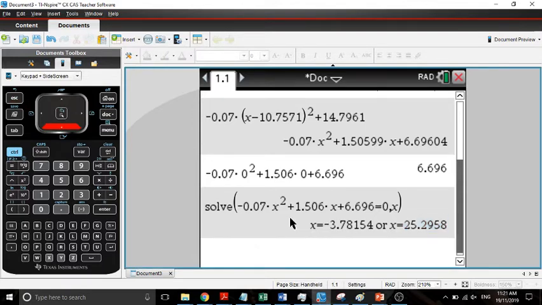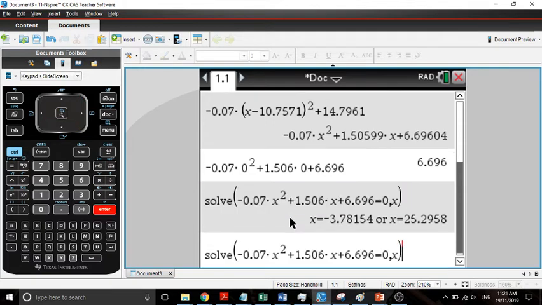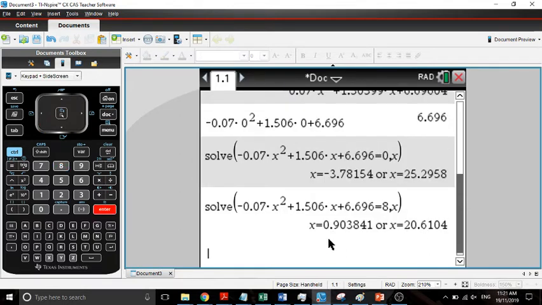We're going to do exactly the same thing as what we did here. So just going up and pressing enter. But instead of 0, I'm saying it's going to happen at 8. We're going to see where that is. So it tells us the ball is 8 feet in height when it is 0.9 feet away from Anthony and when it is 20 feet away from Anthony.